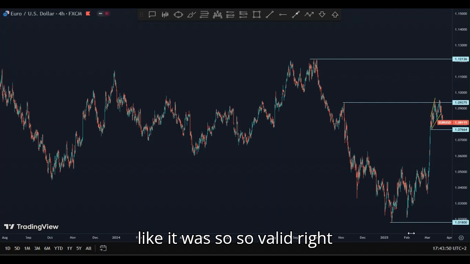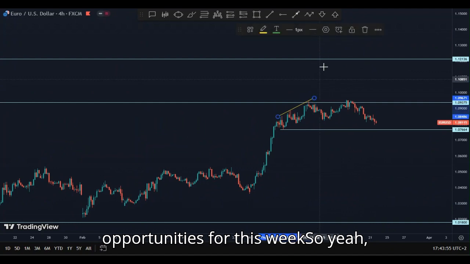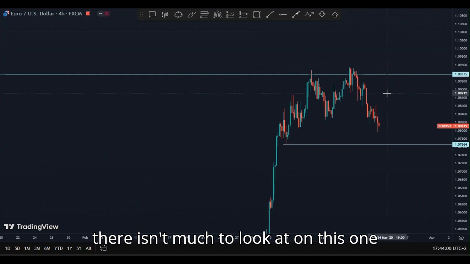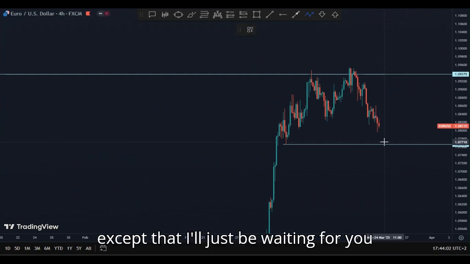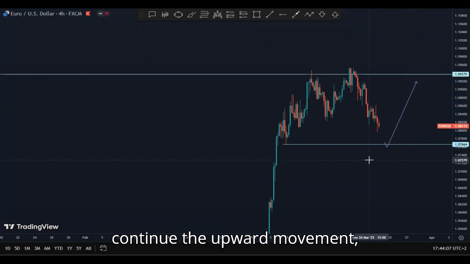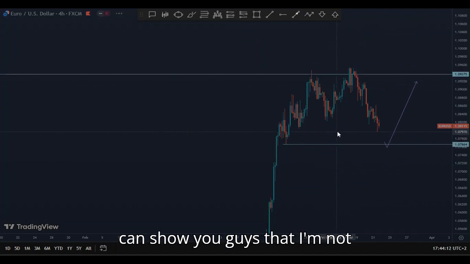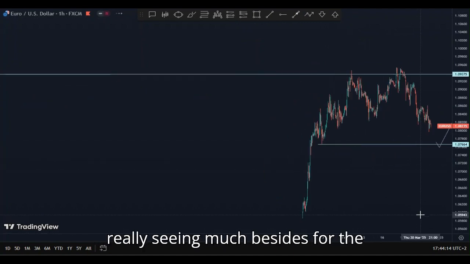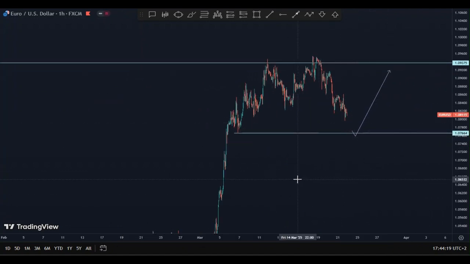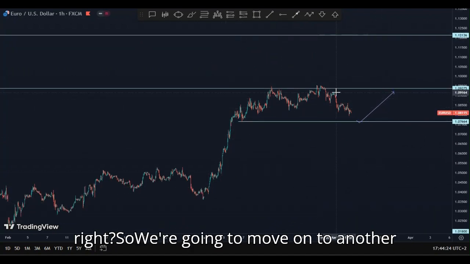It was so valid, but it's okay. We look for opportunities for this week. There isn't much to look at on this one, except that I'll be waiting for it to come here, and then we continue the upward movement. So let's go to the H1 just so I can show you that I'm not really seeing much besides the market coming to this low and continuing going up. As you can see, there's an impulse and then this is a correction.